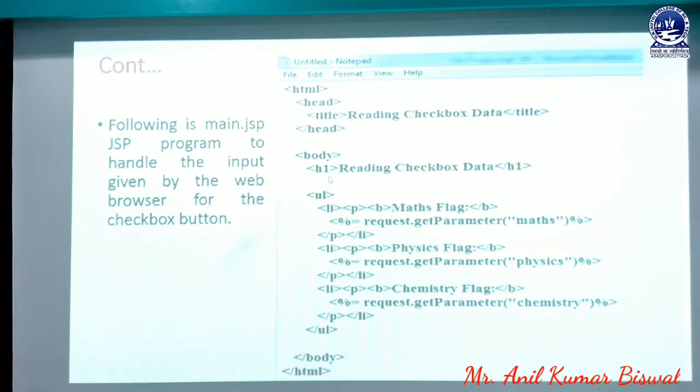In that body section we can type some heading. We need to make a heading named reading checkbox data, and its size should be h1, meaning we use the h1 heading tag. Instead of h1 we can write h2, h3, h4, h5, h6, because we have h1 to h6 heading types. Then we type the ordered list tag. That means we want to display the values forwarded through our HTML page, which are received through this JSP page, and the resulting values are displayed in our web browser.